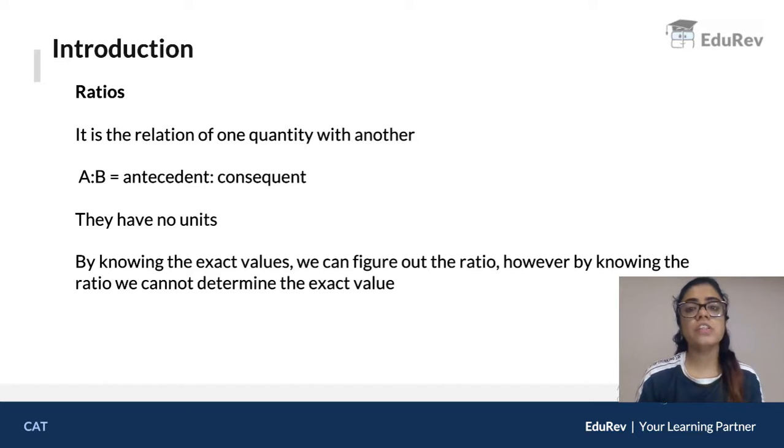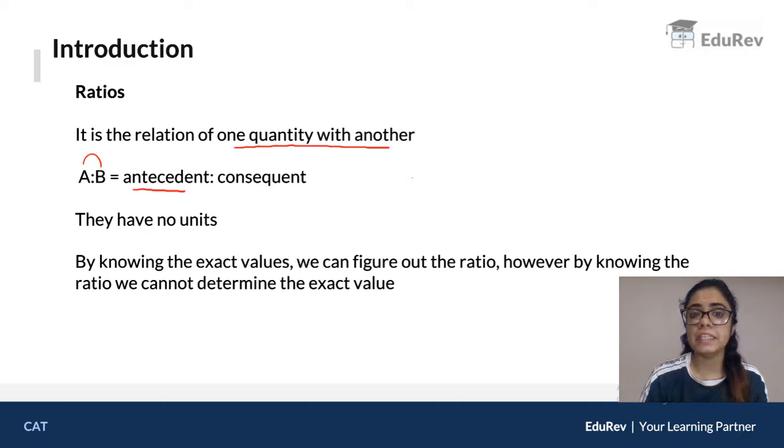So, first of all, what do you mean by a ratio? A ratio is the relationship of one quantity with another quantity. ठीक है? It's the relation of one entity with respect to another entity. So, here let's say my ratio is defined as A is to B. ठीक है, my ratio is defined as A is to B. So A or the numerator is called as the antecedent and B, the denominator, is called as the consequent. ठीक है, they have no units. They have no units at all.